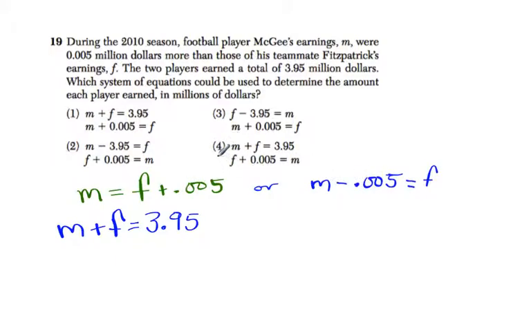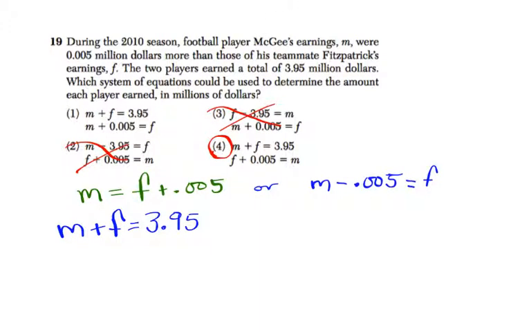So now matching up here, right away, choice 1 and 4 are the only ones that have that total of 3.95 that we're looking for, the m plus f. And either one of the top equations that we're looking for, we see it correctly with choice 4.